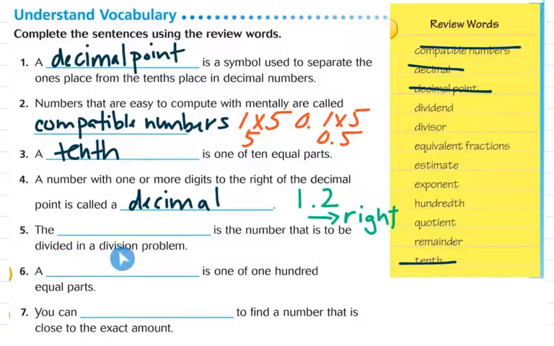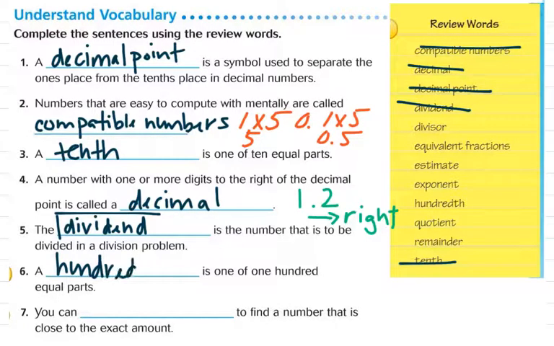Number 5, the blank is the number that is to be divided in a division problem. So this is the thing that we're dividing up. This one is called the dividend. And when we're doing long division, boys and girls, the dividend is the number that's on the inside of the division bar. Next, a blank is one of 100 equal parts. Now, boys and girls, we know that there are 100 pennies in a dollar. 1 penny is a hundredth of a dollar. Make sure we cross it off on our list.